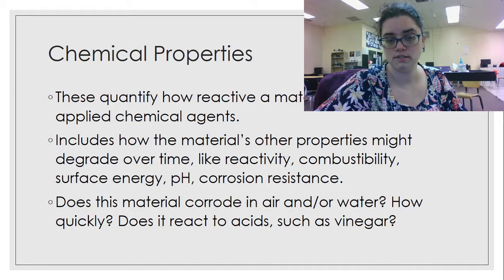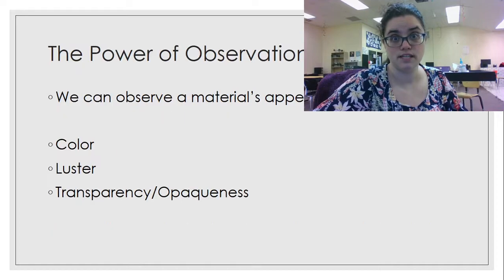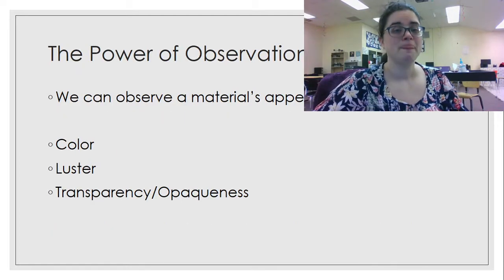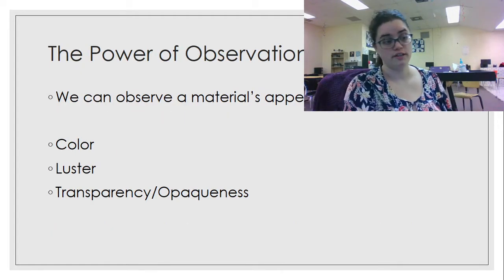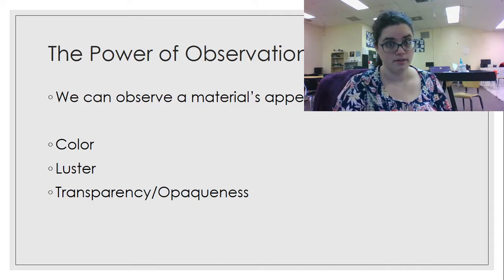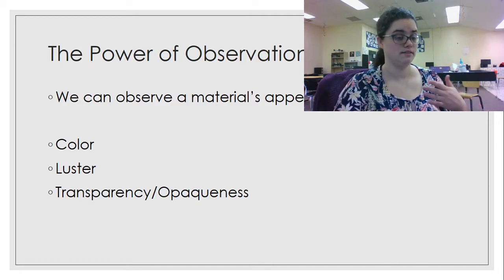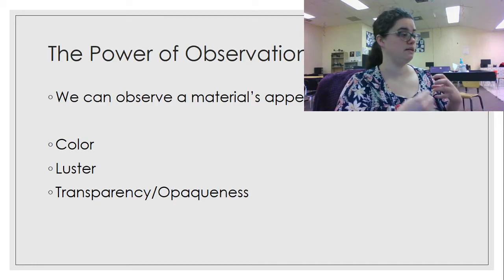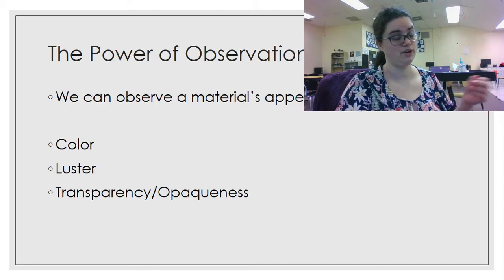That's chemical properties. I don't like this slide. I've skipped it in class. If you want to read it, you can. We talk about the power of observation. If we're trying to figure out what something is made of, we can look at it. A lot of the time, they'll give us clues as to what it's made of. A lot of the time, if you have experience with materials, you kind of already have a good idea.